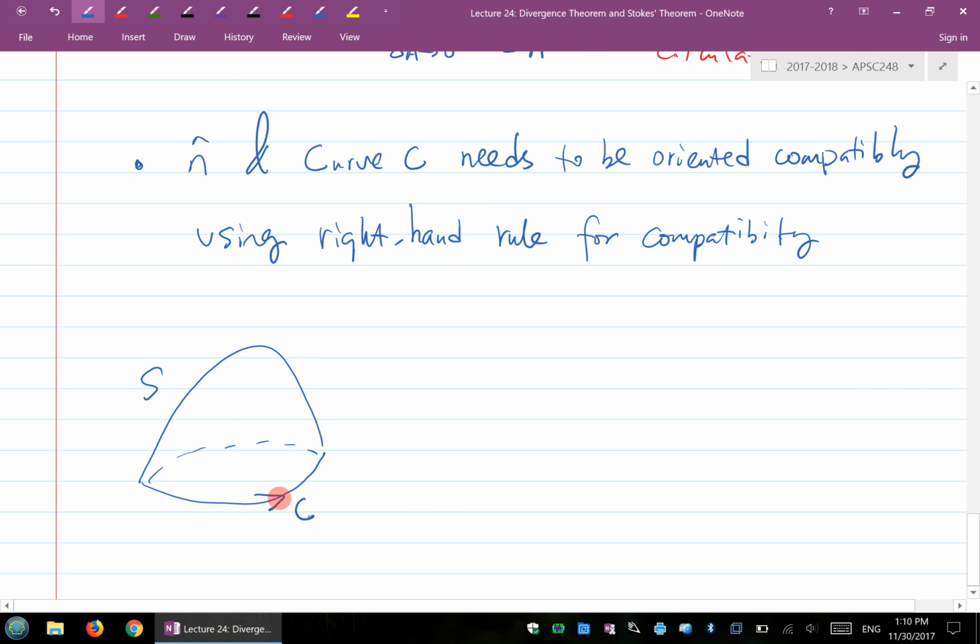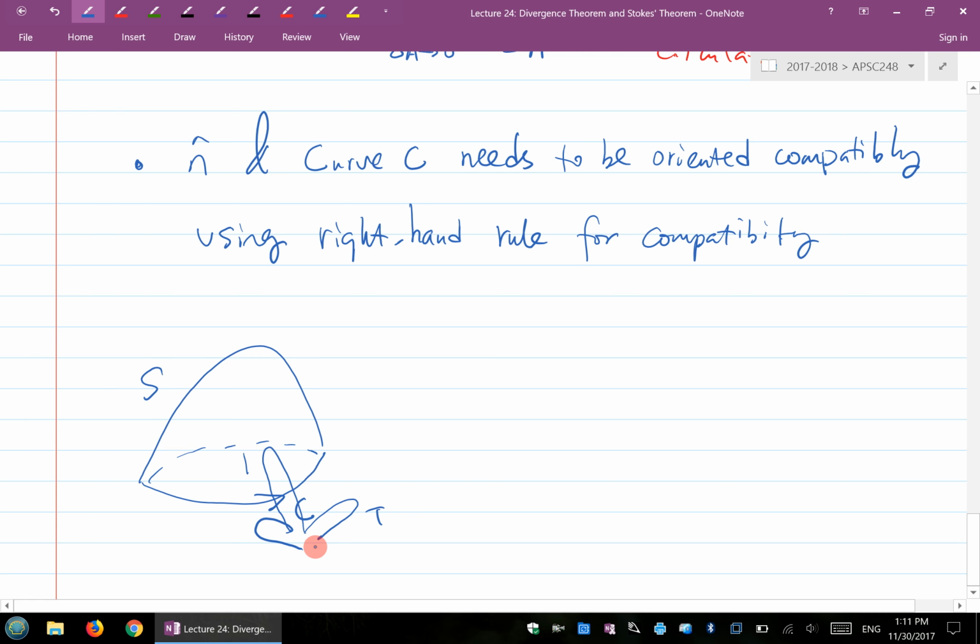So here's a C. Use your thumb pointing in the C direction, and then use your index finger tangent to the surface S. So the thumb is the direction of C, and the index finger is tangent, just imagine it's tangent, to the surface S, and your middle finger will be the n hat direction.